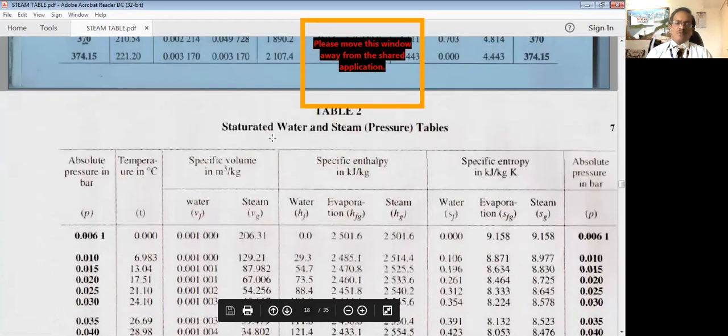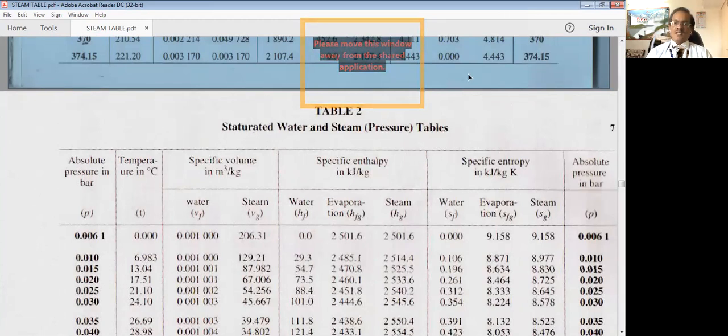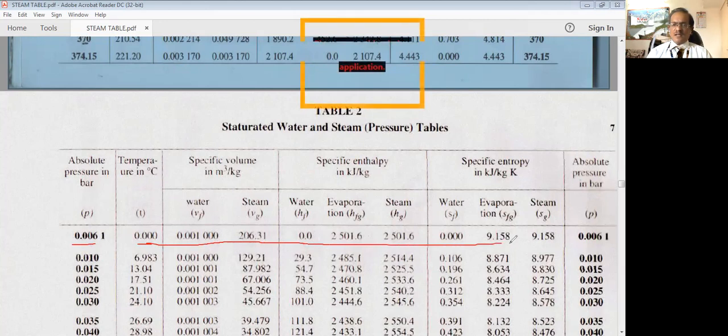Now the next table, table 2, is based on the pressure. Nothing is really different, but the main difference is in how the properties are given. In the first column, pressure is given. In the second column, the temperature is given, and the remaining terms are the same as we have taken in table number 1. So corresponding to any pressure, you can read the different values of vf, vg, hf, hfg, hg, as well as sf, sfg, and sg for the specific volume, specific enthalpy, as well as entropy of steam.